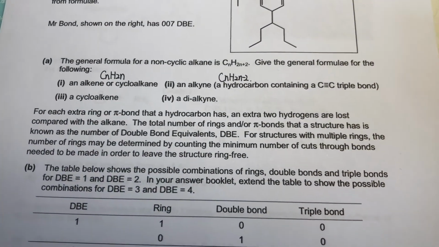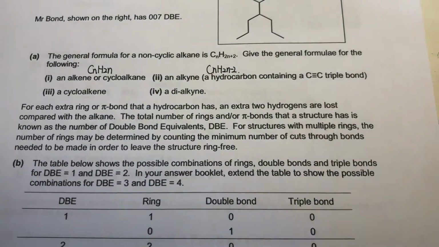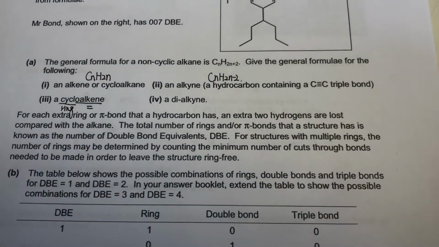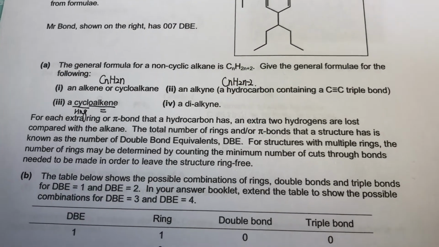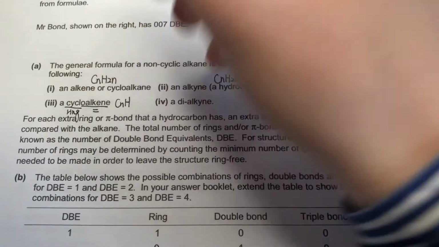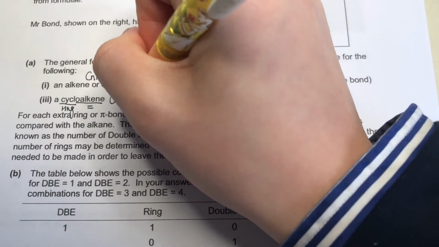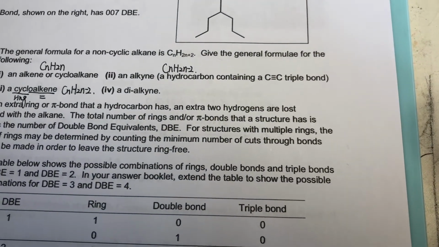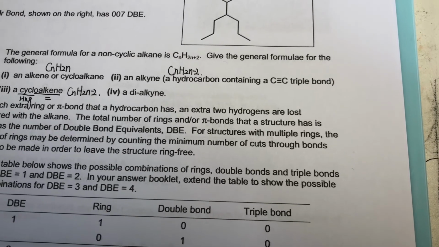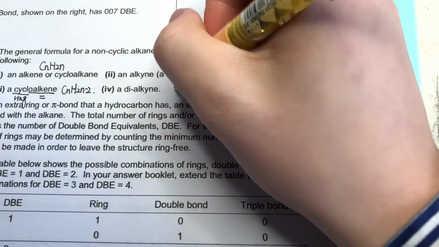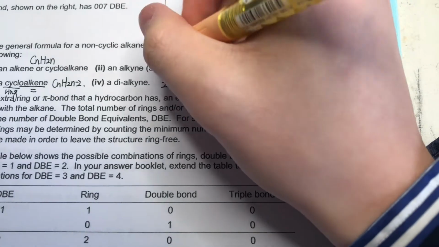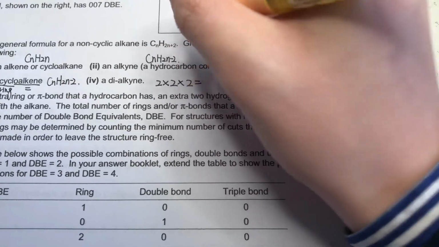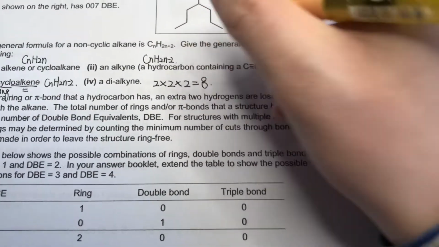Then let's look at the third example. Cycloalkene means there is a double bond and a ring structure, so there is a total lack of 4 hydrogens. A dialkyne means there are 2 triple bonds, which means there is a lack of eight hydrogens.